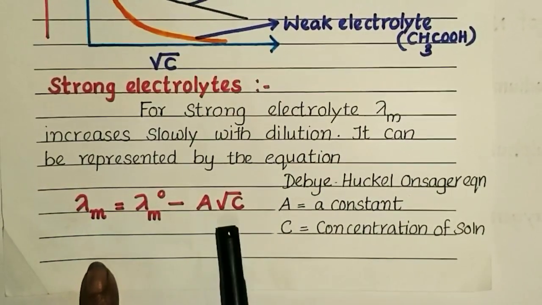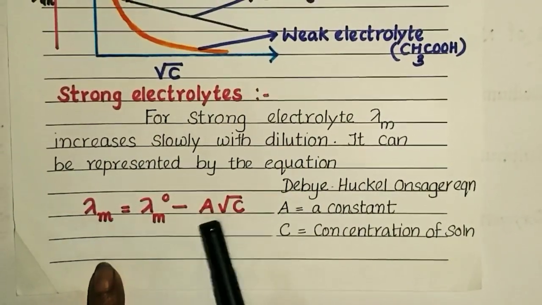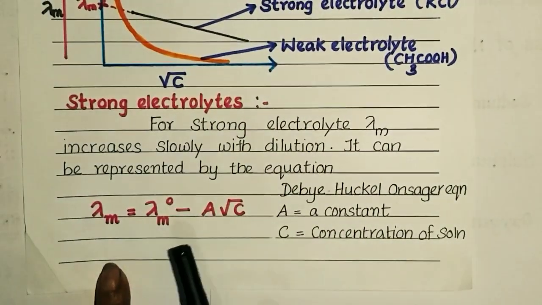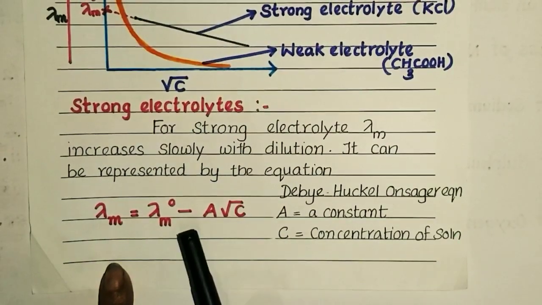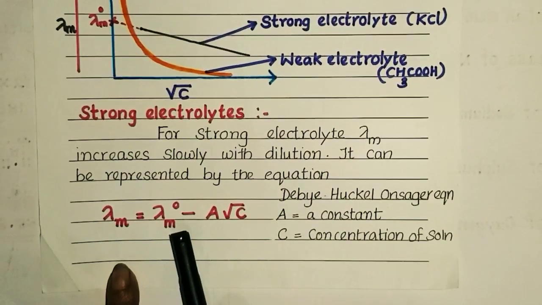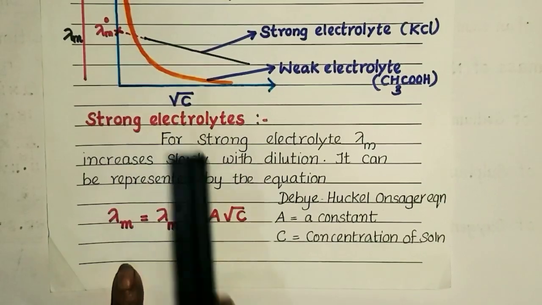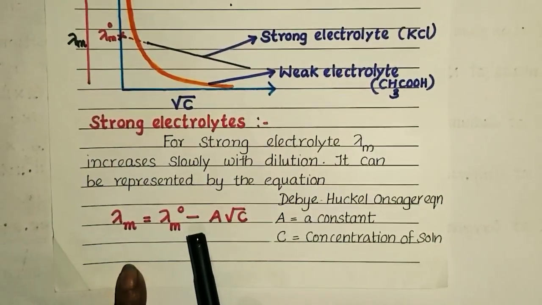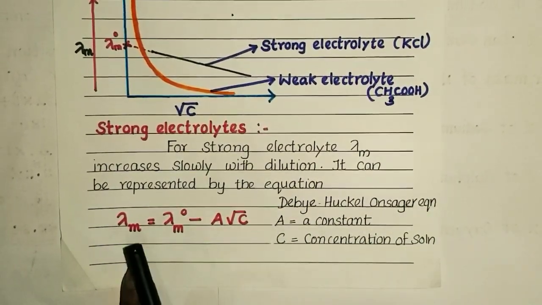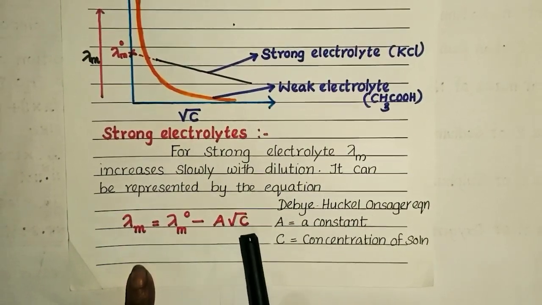This is the equation of a straight line, y is equal to mx plus c. Here y is lambda m on the y-axis, and x is root c. Then the slope m is equal to minus A and the intercept c is equal to lambda m 0. This equation is known as the Debye-Huckel-Onsager equation: lambda m is equal to lambda m 0 minus A root C.